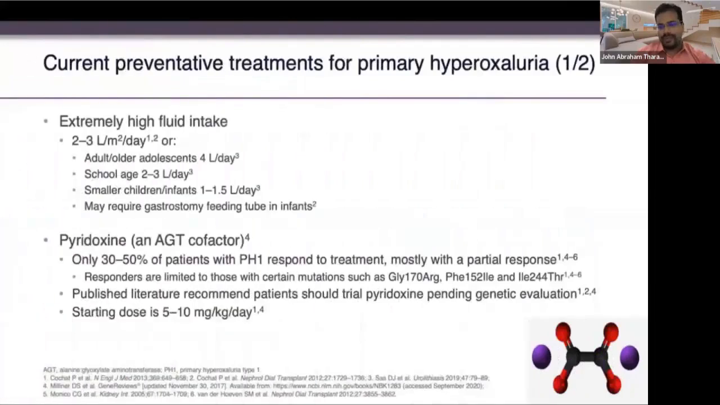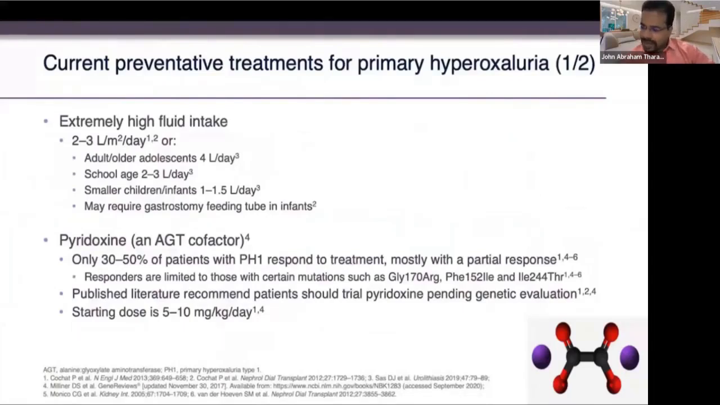Current preventive treatments for primary hyperoxaluria: extremely high fluid intake. You need to take about 2 to 3 liters per meter square per day, and older adolescents 4 liters per day, school age 2 to 3 liters per day, small children or infants 1.5 liters per day. Sometimes the child may require even gastrostomy feeding tubes in the infants to maintain that much fluid intake.